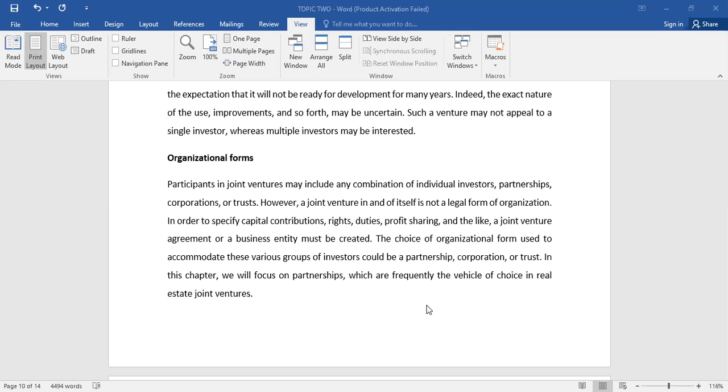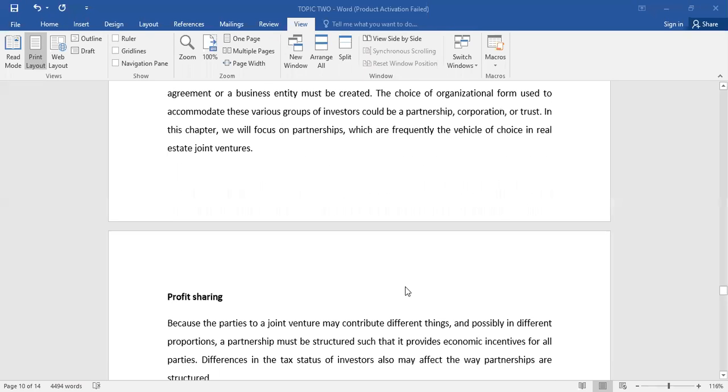So the choice of organizational form used to accommodate these various groups of investors could be a partnership, it could be a corporate, could be a real estate investment trust. But once they commingle and come together, we call them a JV, because their purpose is forming this investment vehicle, to achieve a particular objective, then revert to their original state.